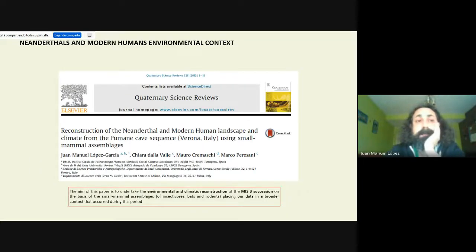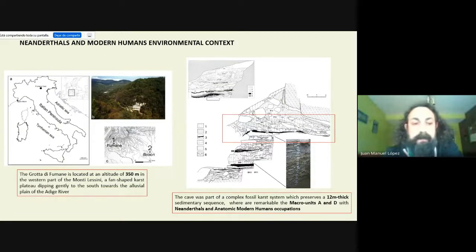And as an example of these reconstructions, I put this example of this publication that we made about the Fumane cave, this cave that is in Verona in Italy, in 2015 also, that has a good succession of marine isotopic stage 3. Grotta Fumane is located at 350 meters in the western part of Monte Lessini. Here we have a picture of the map of Italy. Here the picture of the site.